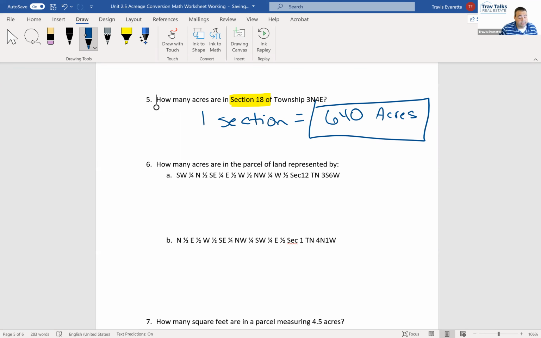Now in number six, they've given us the longer full government rectangular survey description. And they want to know how many acres are represented by each one. Well, here's the cool thing about the government rectangular survey. Every section, as we just mentioned, is the same size. Every section is 640 acres. So 640 is the most important starting number when you use the government rectangular survey.